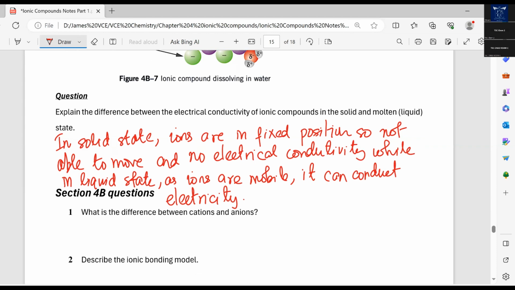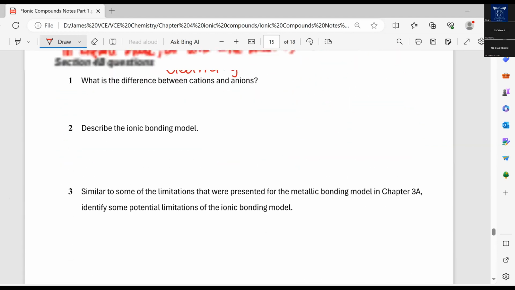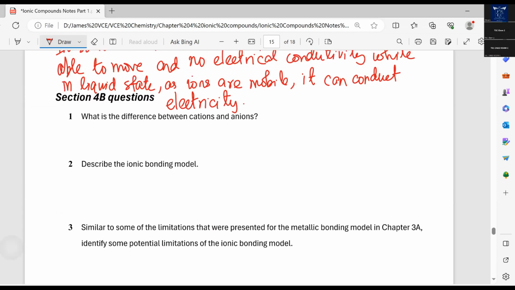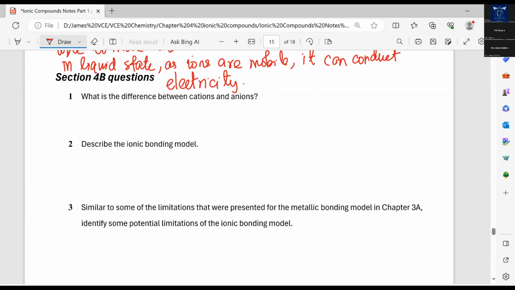What is the difference? I think you should be able to explain these things. I'll leave some of the questions in this section 4B up to you. I'm not going to do some of them. Questions 1 and 2, I'm going to skip.